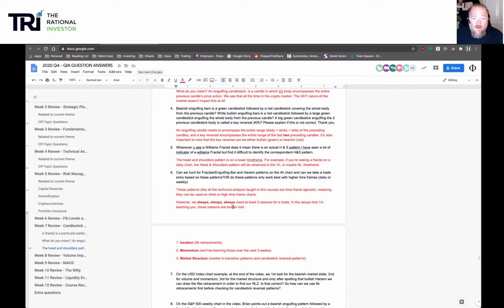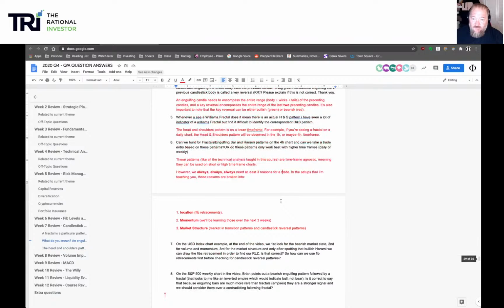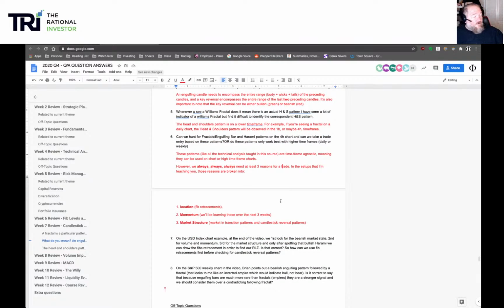Okay. However, this is important. We always, always, always need at least 3 reasons for a trade. We're not going to be looking at these engulfing bars or key reversals and trading just on that. We need to be in a good location, so either a bot retracement zone or an RLZ. Then we need momentum reasons. We need to see divergence if we're doing a 3-step setup. We need to see convergent structure if we're doing a bot. So if we're doing a bot, we're going to look for a W that corresponds with our 3 higher lows, right? Convergent.